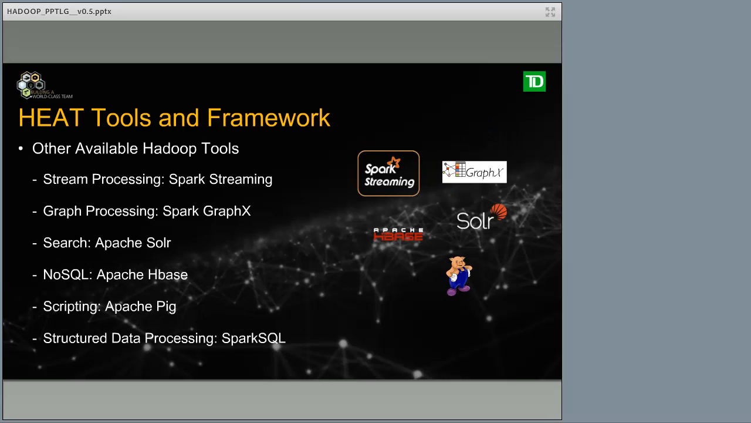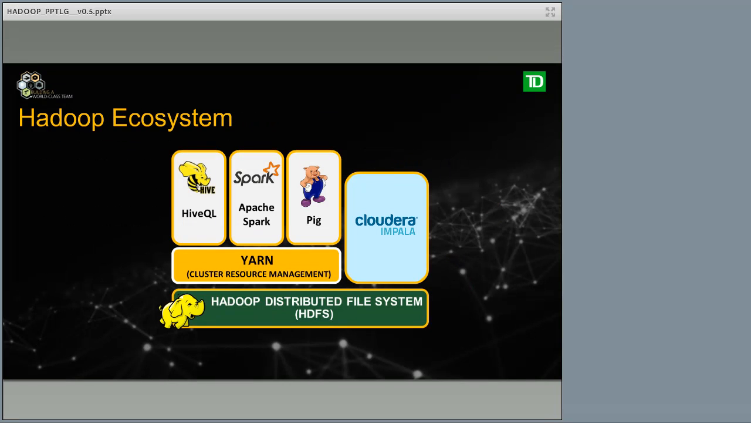There are also many available Hadoop tools on HEAT. This includes Spark Streaming for stream processing, Spark GraphX for graph processing, Apache Solr for searching and indexing data, Apache HBase, which is available for column-oriented NoSQL databases, Apache Pig, which is used for scripting, and Spark SQL, which allows for structured data processing.